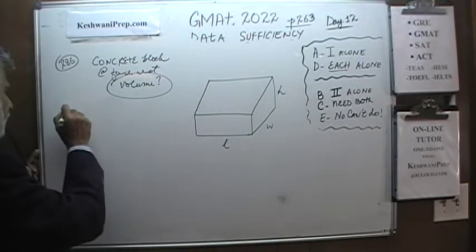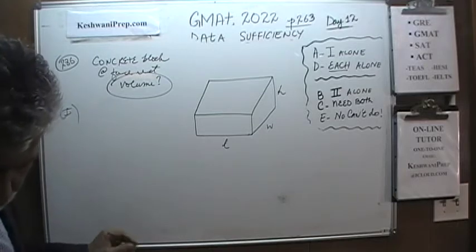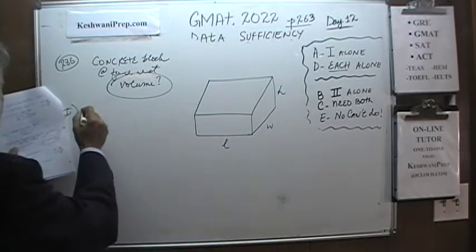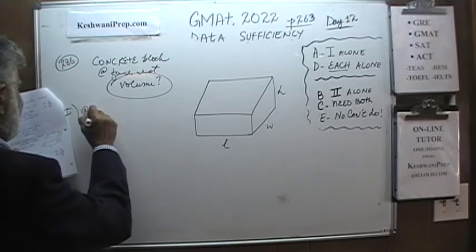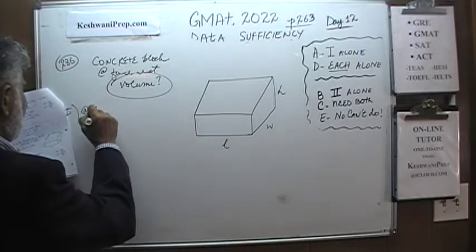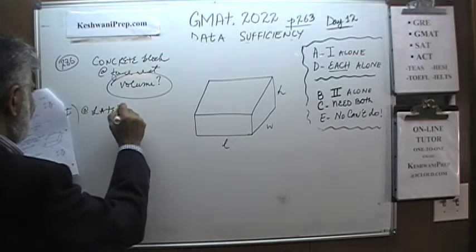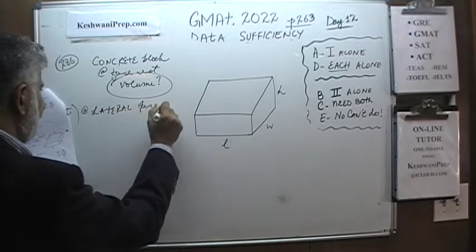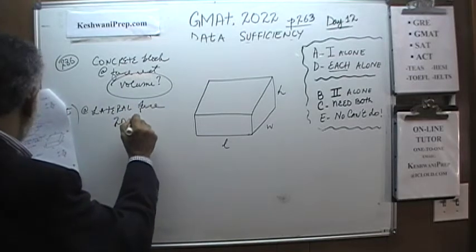Let's see what the first one tells us. The first statement tells us that each of the lateral faces is 200 square inches.